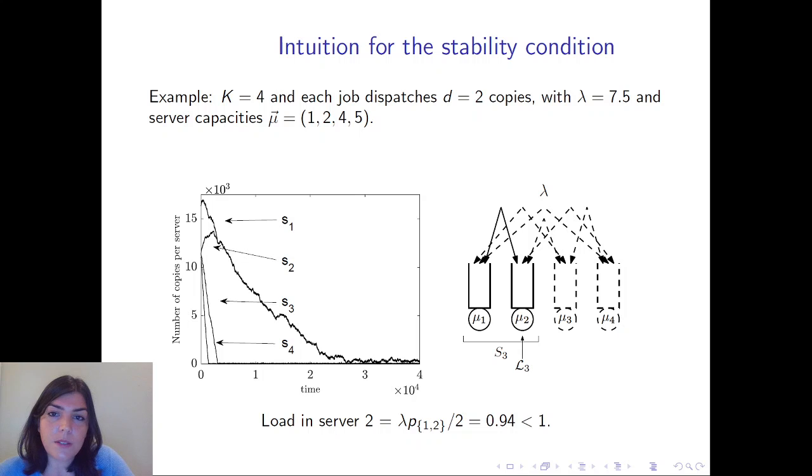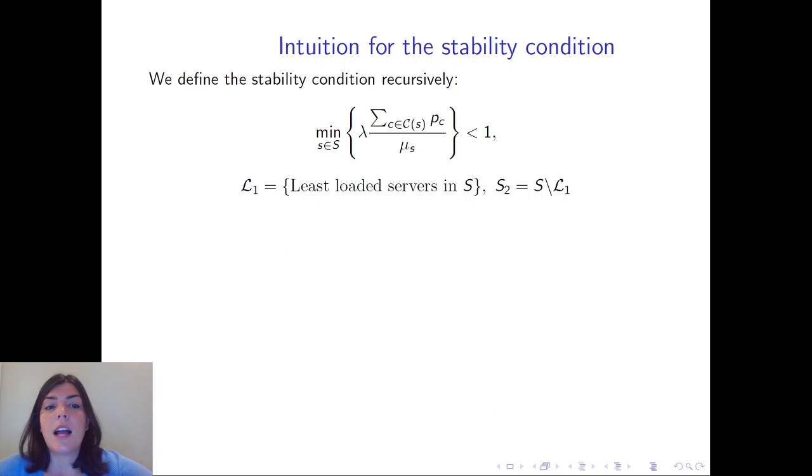So now we are going to observe how we characterize the stability condition recursively. First we need to compute the load in each of the servers, and we are going to consider the minimum load. This needs to be smaller than 1. Then we are going to call L1 the set of servers with the minimum load in system S, and we are going to construct system S2, which is composed of all the servers except the ones that have the least load in the system.